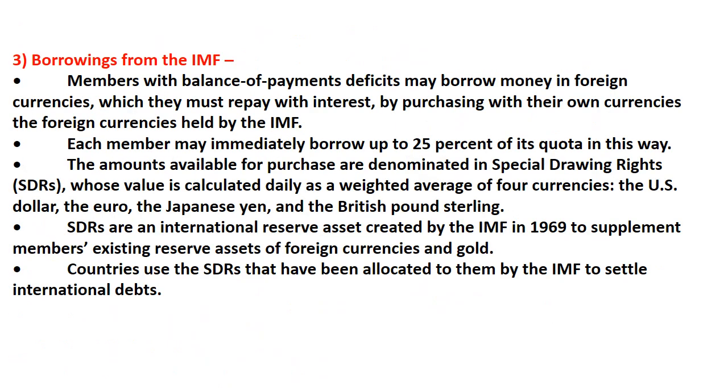Okay, the last one is borrowing from the IMF. Members with a balance of payment deficit may borrow money in foreign currencies. They can repay that amount with interest by purchasing with their own currencies the foreign currencies held by the IMF. Each member may immediately borrow up to 25% of its quota in this manner. The amount available for purchase was denominated in the special drawing right, that is SDR, whose value is calculated daily as a weighted average of 4 currencies: US dollar, euro, Japanese yen, and British pound sterling.